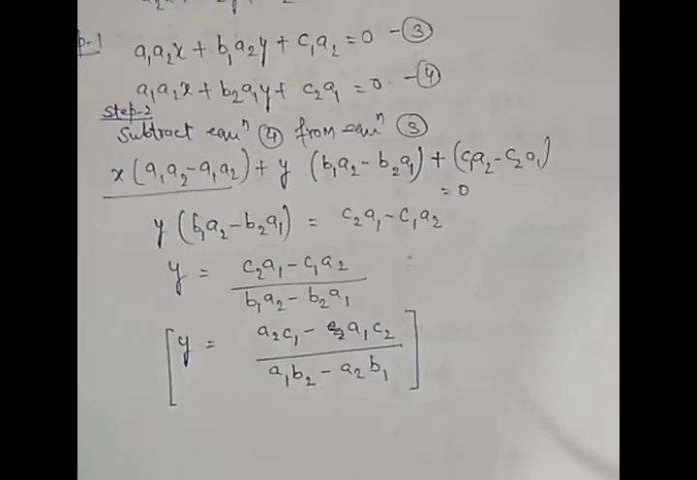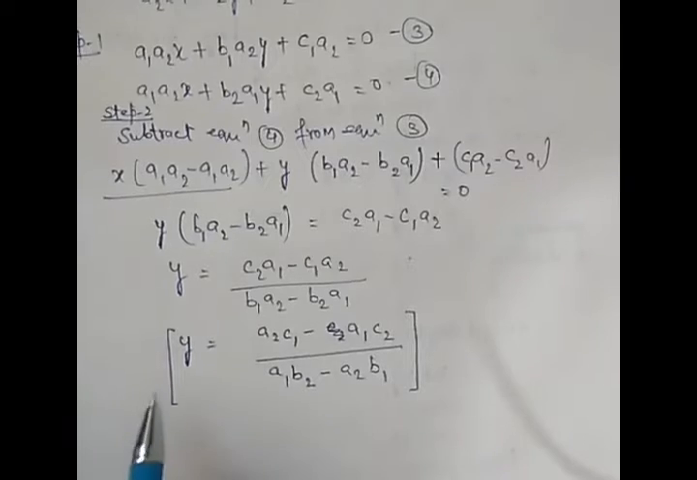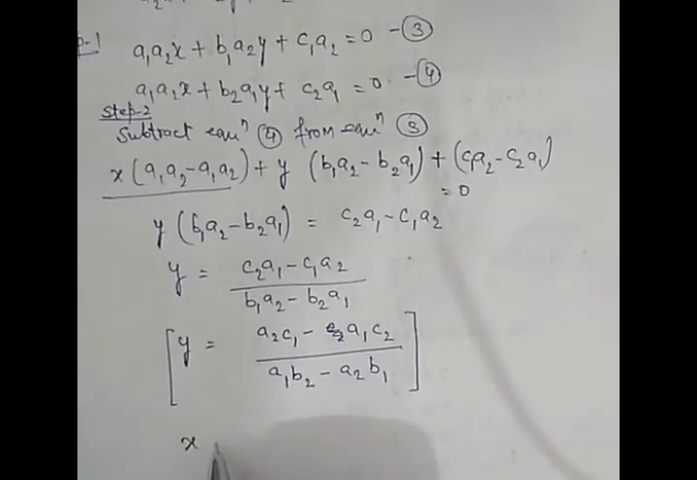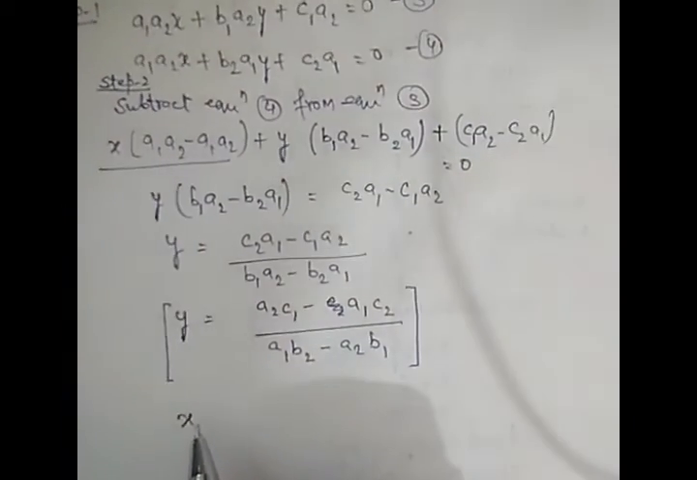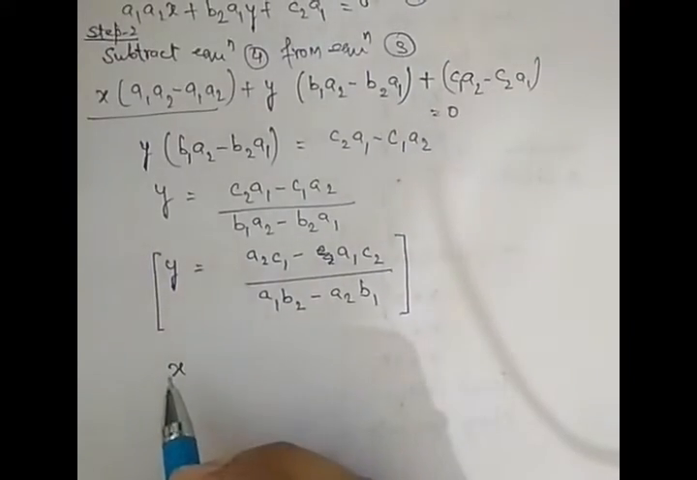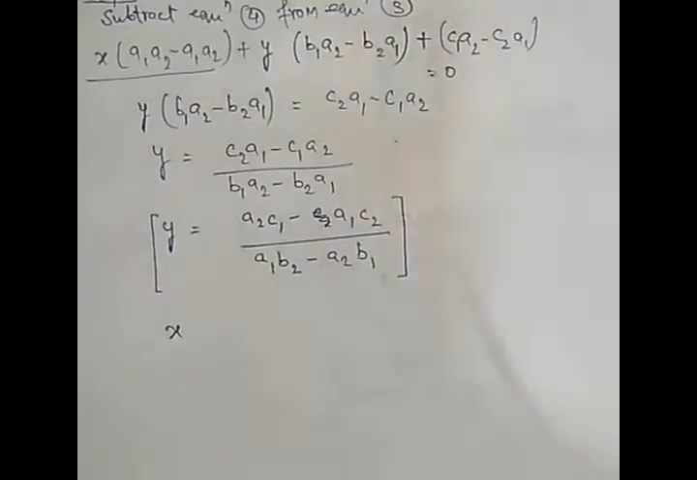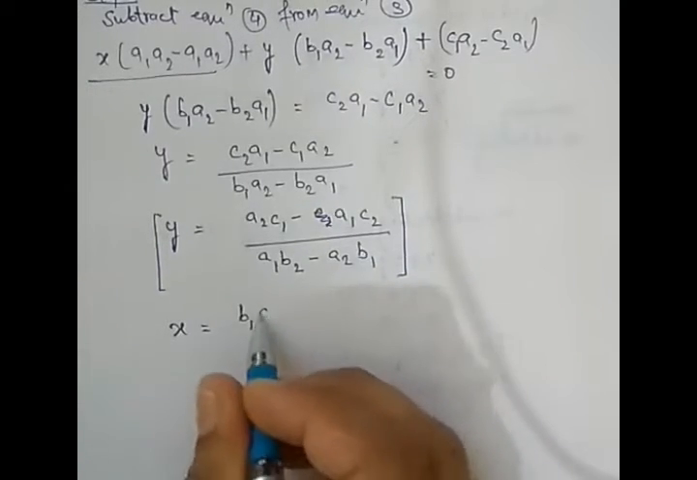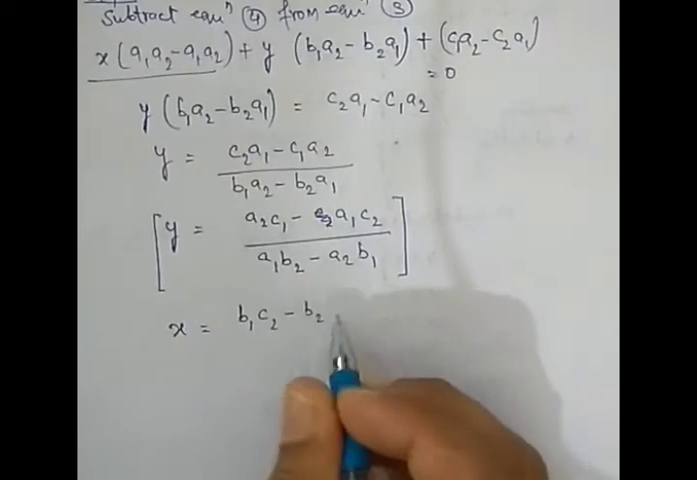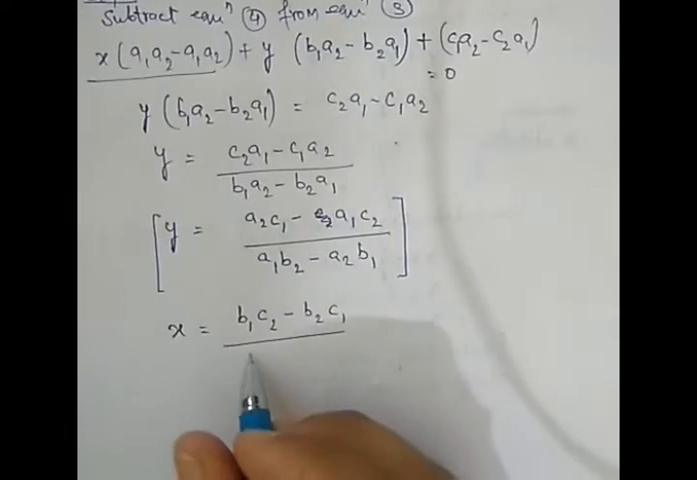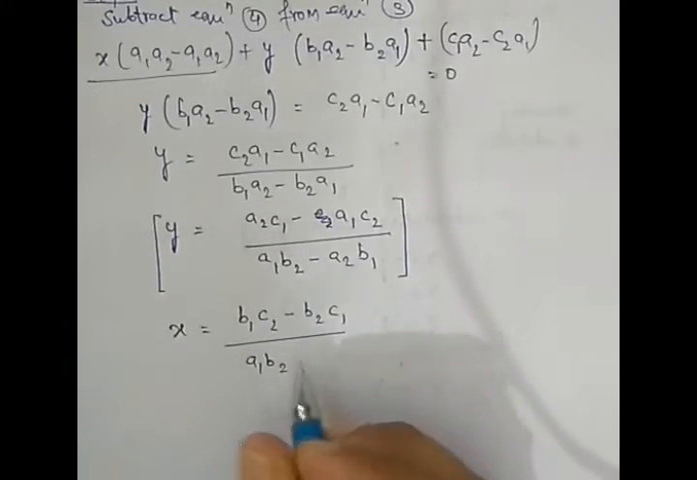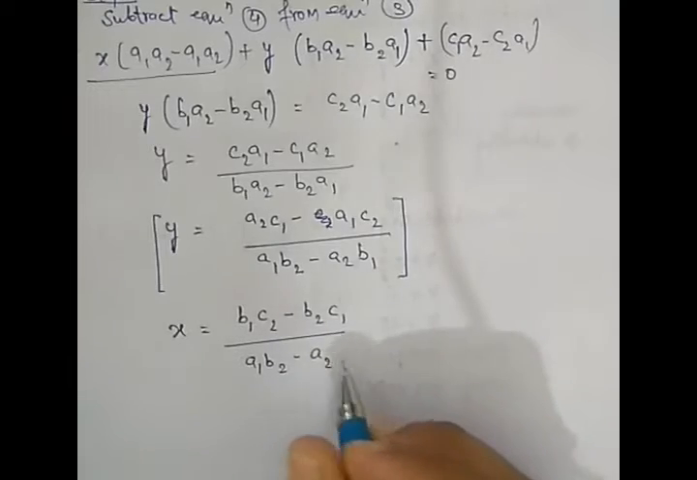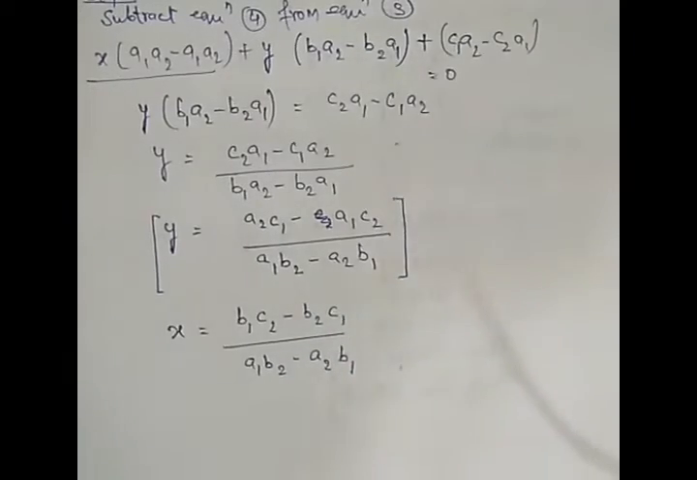Similarly, if we substitute this value of y in either of the equations, then we will get the value of x also. So on substituting, x will be b1 c2 minus b2 c1 upon a1 b2 minus a2 b1.